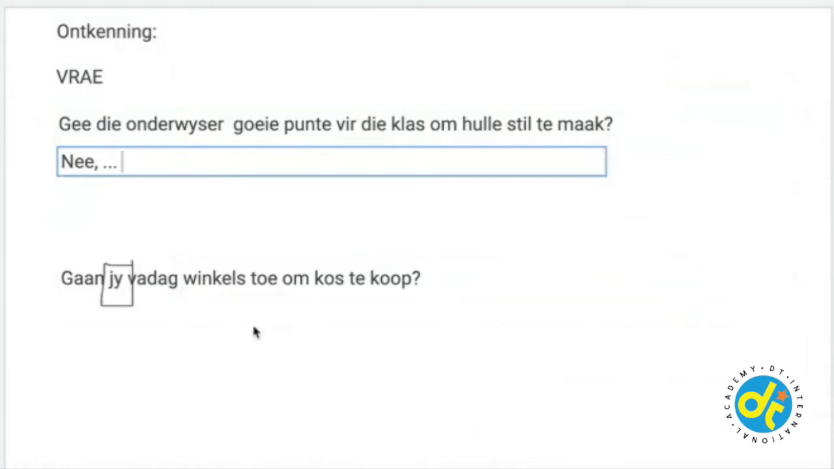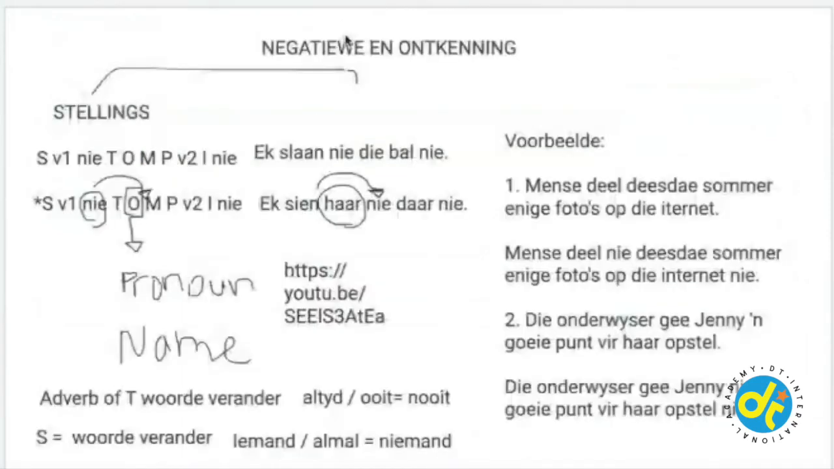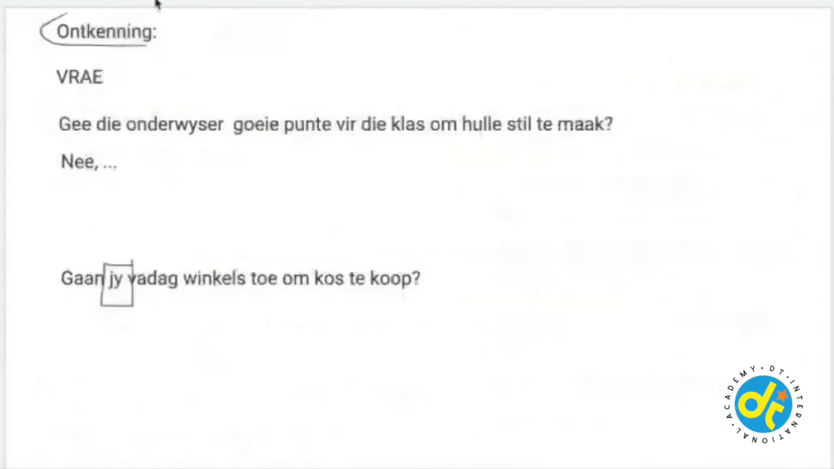Okay, so now let's focus on the difference between negative and when you answer in the ontkenning, which is also negative, but when you answer in the negative, it becomes ontkenning. So I'm asking you, does the teacher give good marks to the kids? No. In English, no. So how do I know when to change the question into a negative question and when to answer the question? When they start your sentence with no.